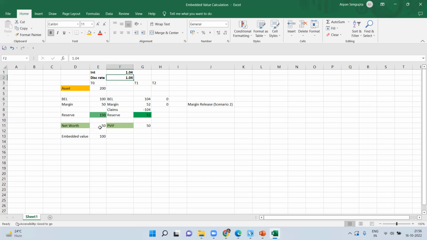And that's how the net worth is not changing, because net worth is at a point of time, right? Net worth will never change. Net worth will not depend on the interaction between interest rate and discount rate. So the embedded value would be 100.